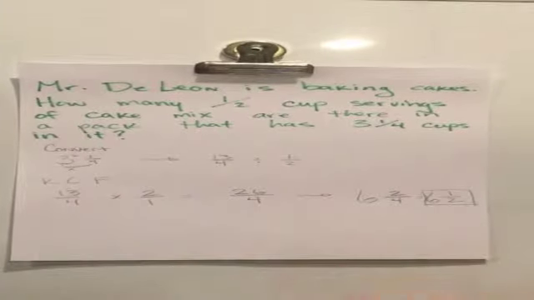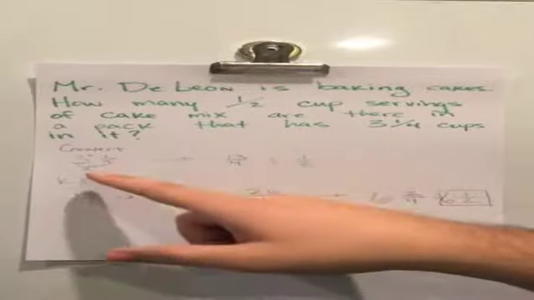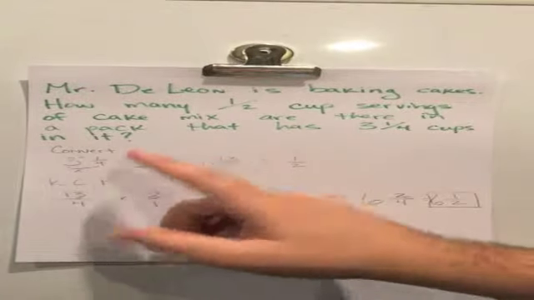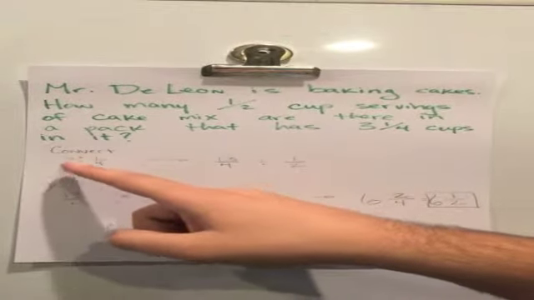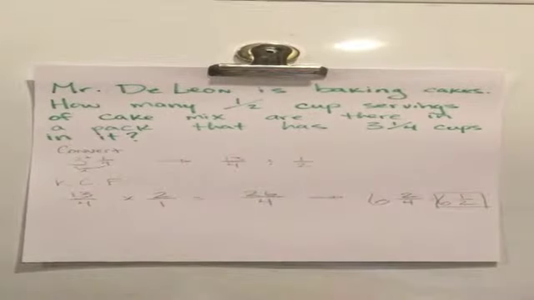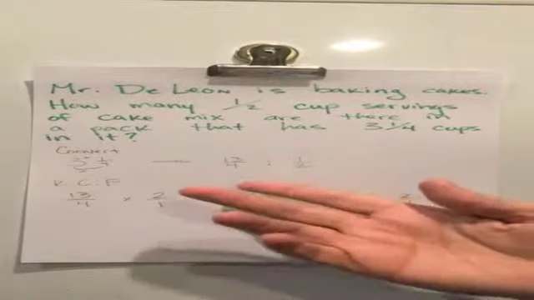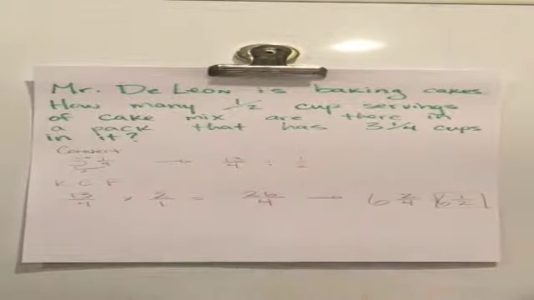First off, in order to tackle this problem, we have to convert this mixed number into an improper fraction. To do this, we multiply 4 times 3 and add 1, which gives us 13/4. Now our problem is 13/4 divided by 1/2.